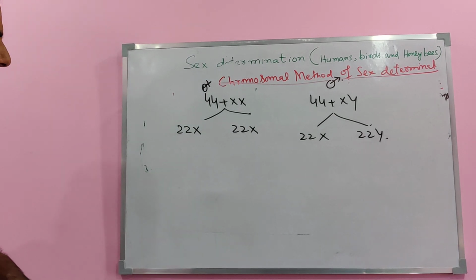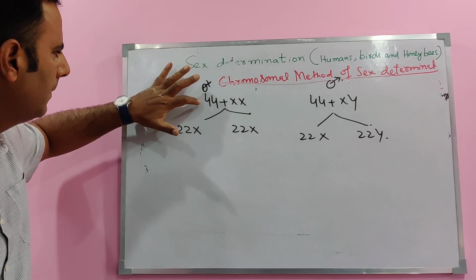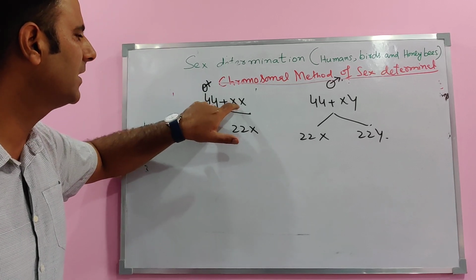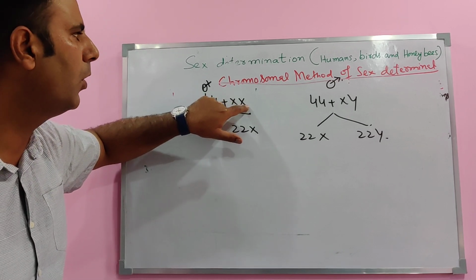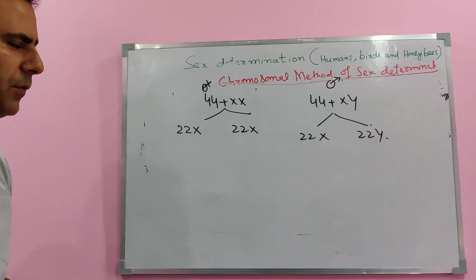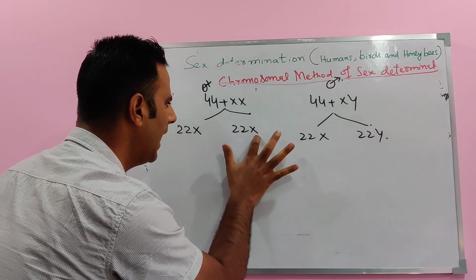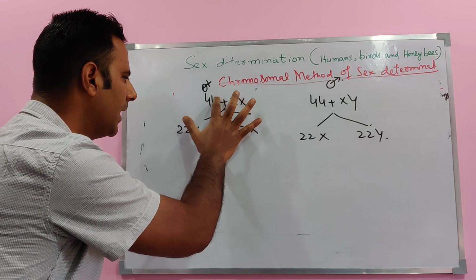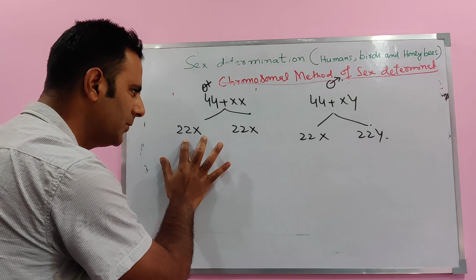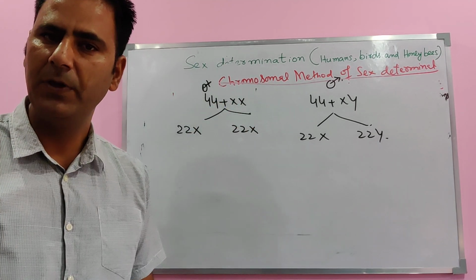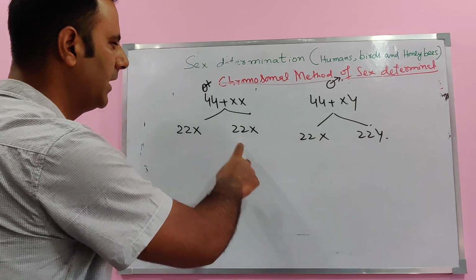See what it indicates. The gamete produced is 22X. It means the females are homomorphic because they have the same X chromosomes. If the females possess the same sex chromosomes, we call them homomorphic. The homomorphic females produce the identical type of gametes, 22X and 22X, and therefore they are homogametic.